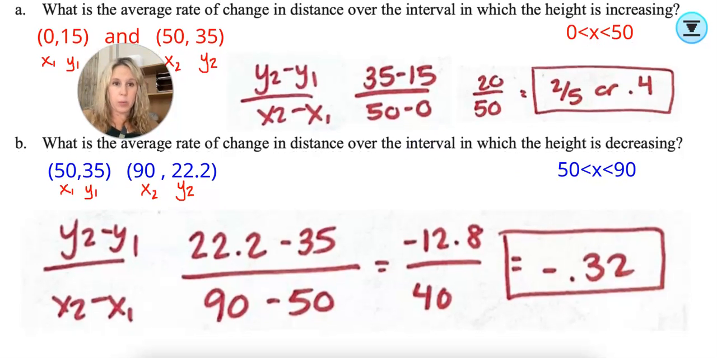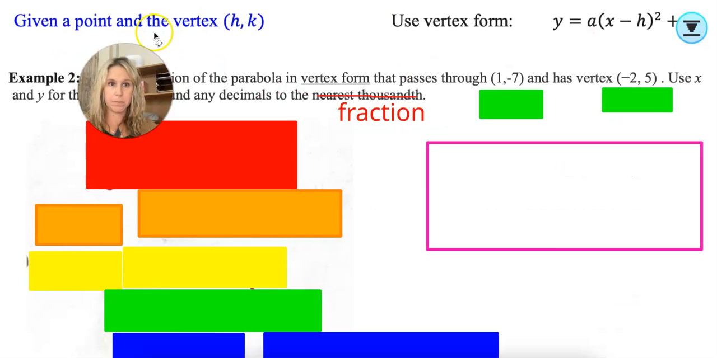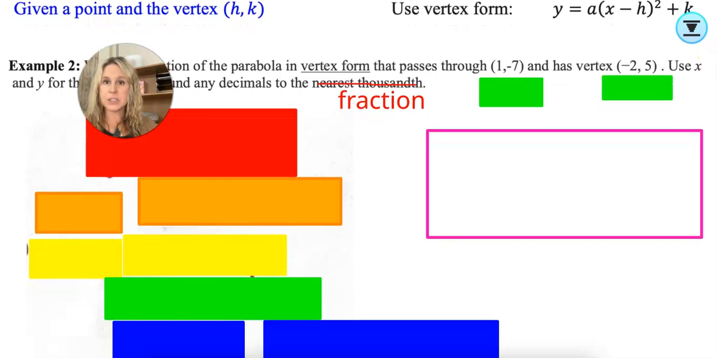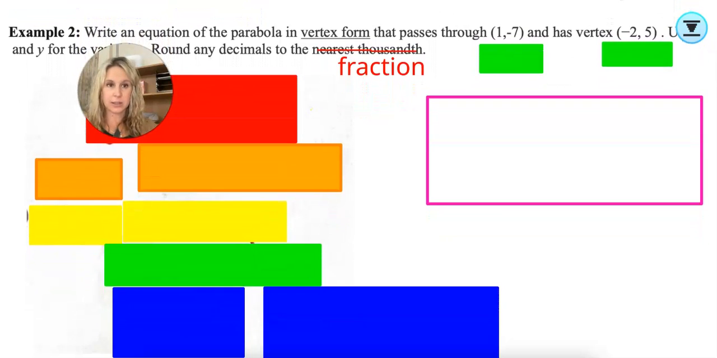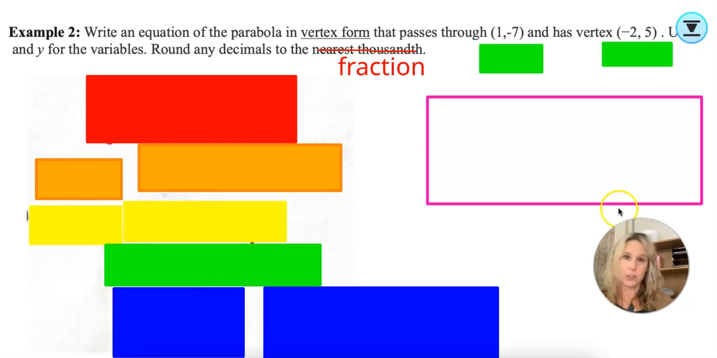So let's do one more problem on writing the equation of something in vertex form. So example 2. This one is a little different, no context, just straight up problem. Example 2 says write an equation of the parabola in vertex form that's going to pass through the point 1, negative 7, has a vertex of negative 2, 5. Use x and y for your variables, and we're going to round anything to the nearest fraction.